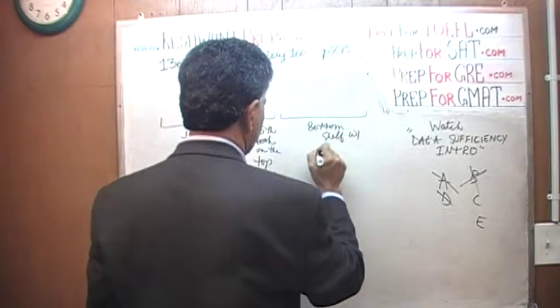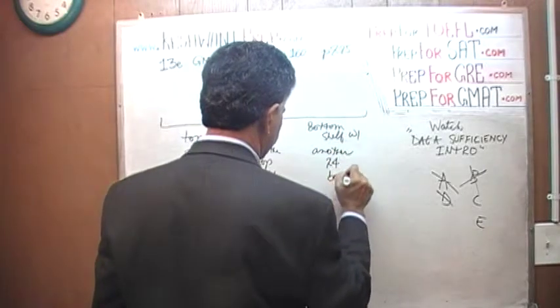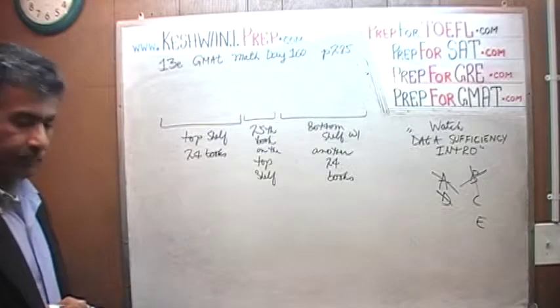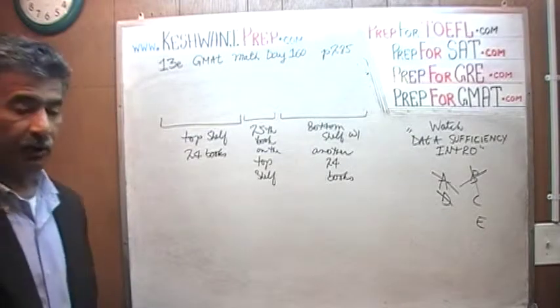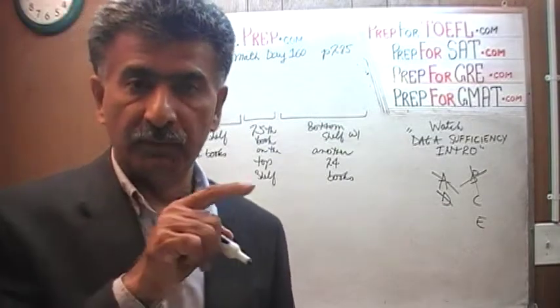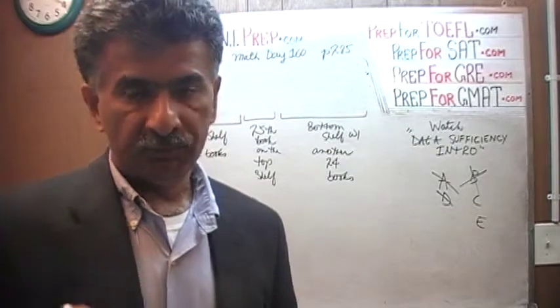with other 24 books. And the 24 books. Now the question is, how are we going to find the median number of pages? Oh, very simple, very straightforward. We have to arrange all the books from the least number of pages to the most number of pages.